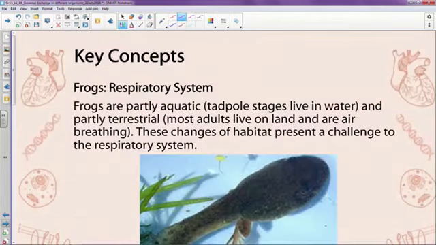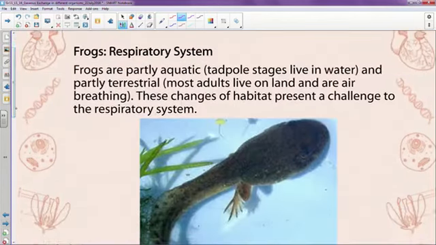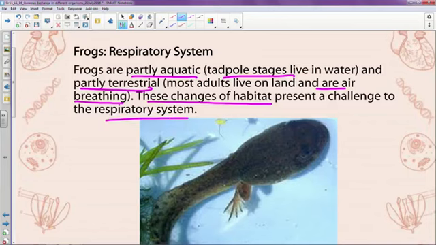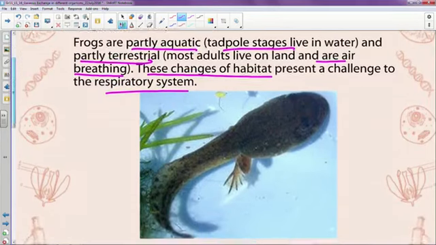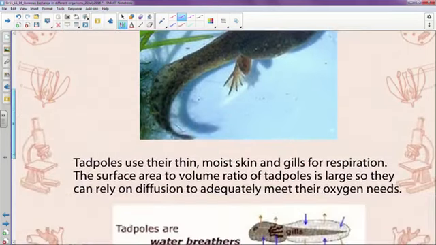We also need to look at frogs, and frogs are partly aquatic. They spend their tadpole stages in water, and then they become terrestrial for most of their lives, and these adults live on land and become air breathing. So here you find the transition from living in an aquatic environment to living in a terrestrial environment. There needs to be a system that allows for this adaptation to a change in habitat so that the system can be efficient.